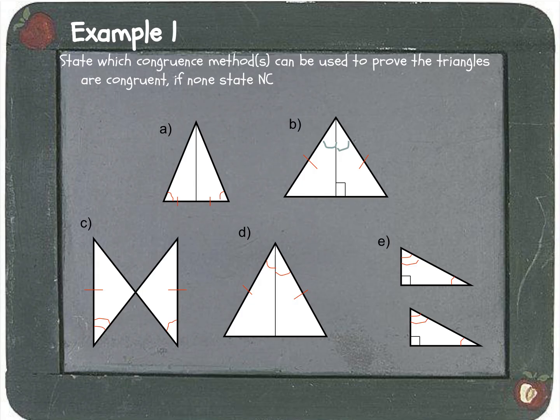All right, next. State which congruency method can be used to prove the triangles are congruent. If none, state NC.